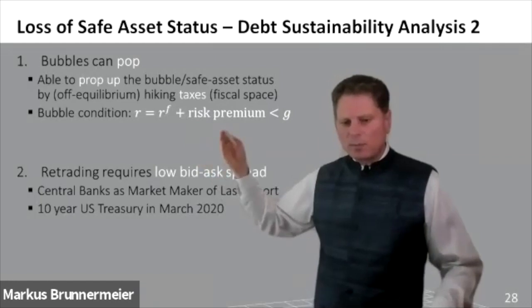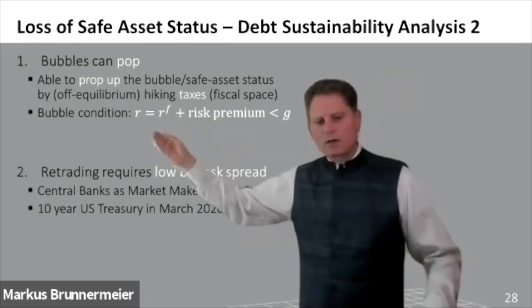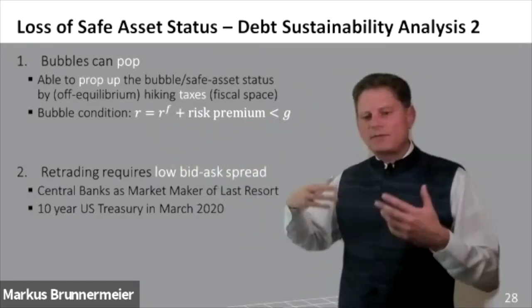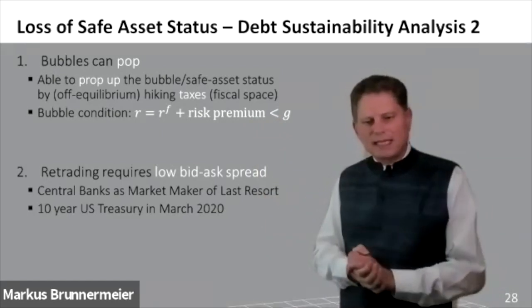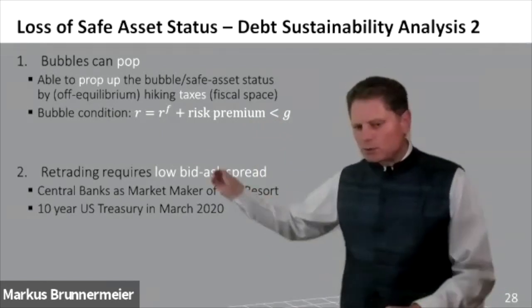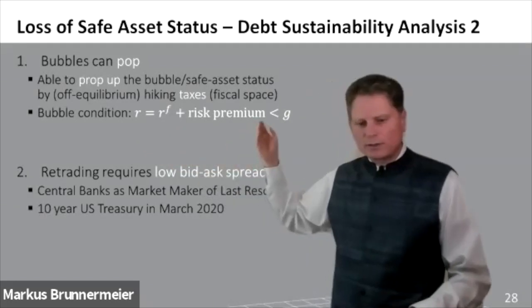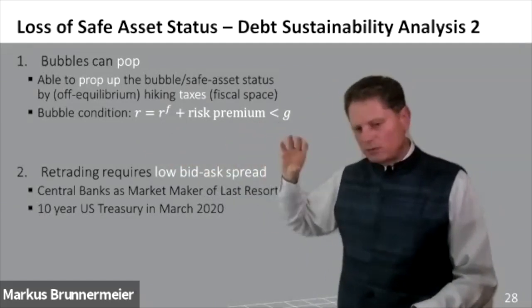And if this risk premium becomes sufficiently high, then R goes above G, and the safe asset is not really the same way it was before. Of course, there's no discontinuity as R crosses G, but the bubble component will go away.